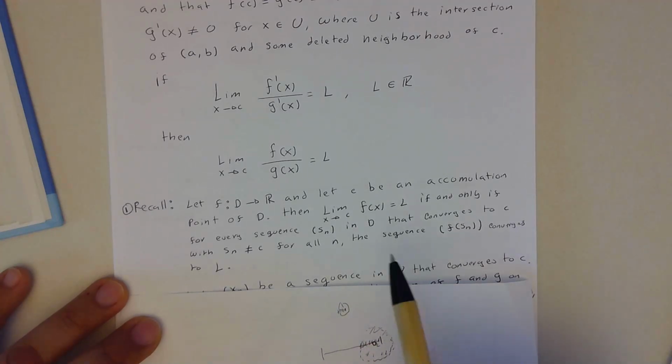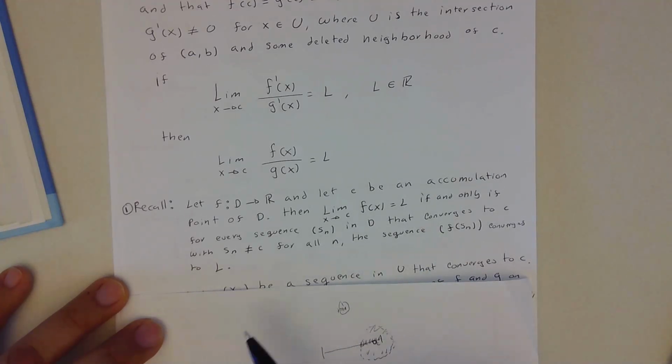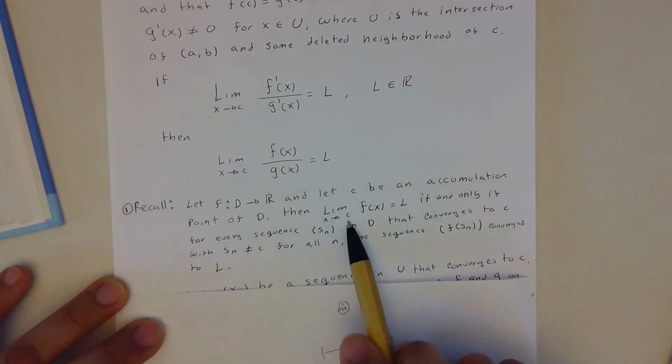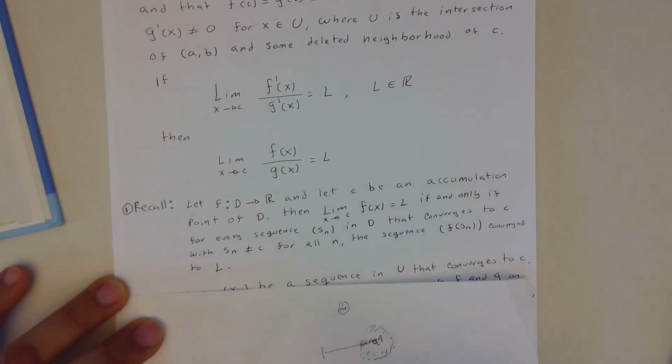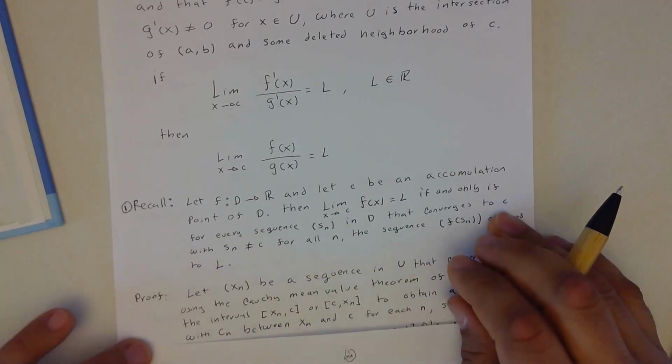So if we have a sequence that is convergent to c, the evaluation of the function on that sequence will also converge to the limit of this function, L. Okay? Now let's go to the proof.